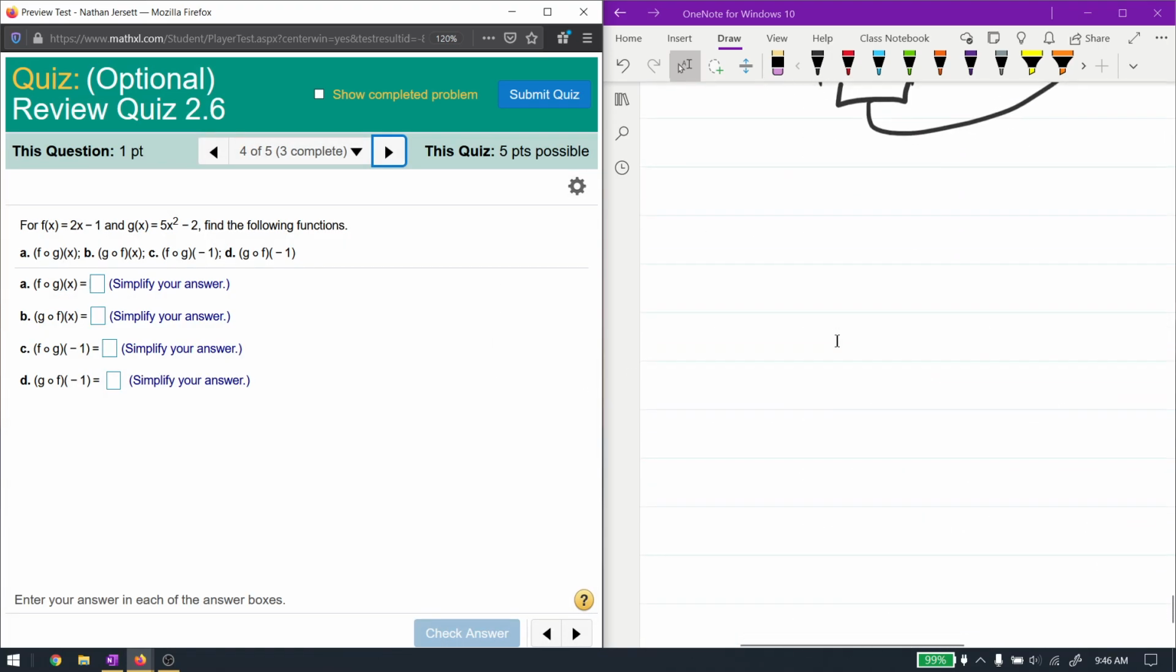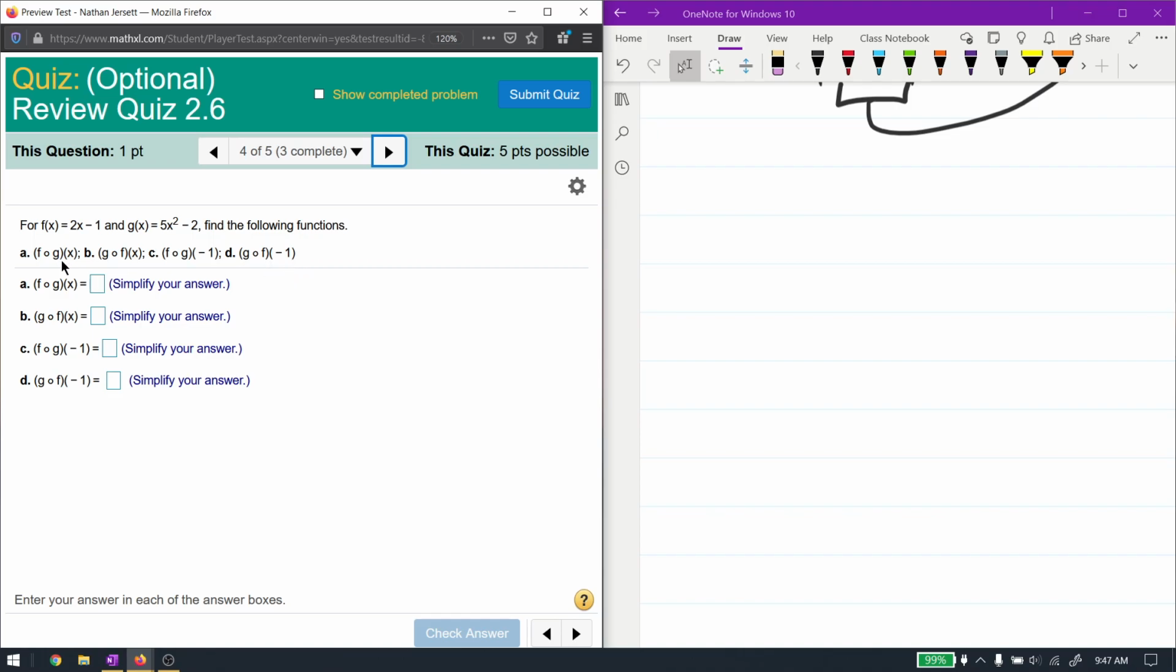Here we're doing compositions. So before we had addition, subtraction, multiplication, division. With functions, there's an additional arithmetic operation we can do, and that's called composition, where you plug a function into another function, vice versa, and you can simplify doing that. All right, so we have two functions, 2x minus 1, this is a linear function, and then 5x squared minus 2, that's a quadratic.